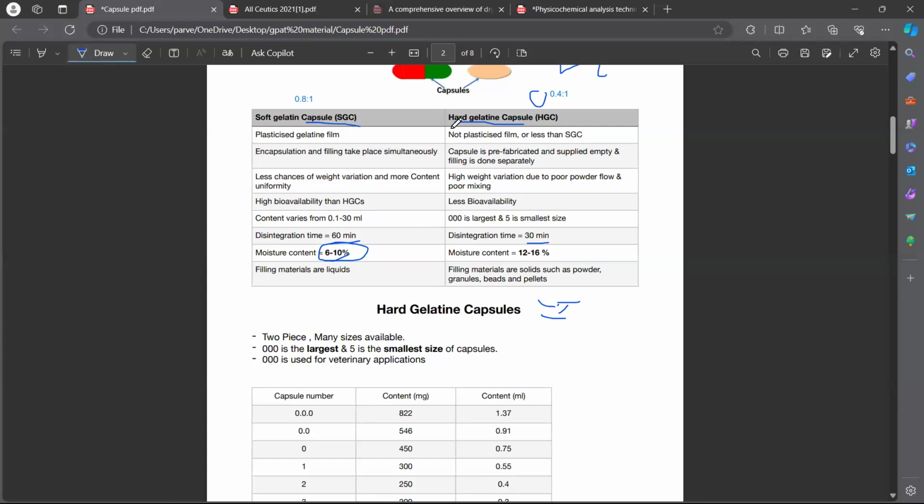Generally, it ranges from 200 to 250, while for the soft gelatin capsule, it ranges from 50 to 100. Most probably, it is 100.